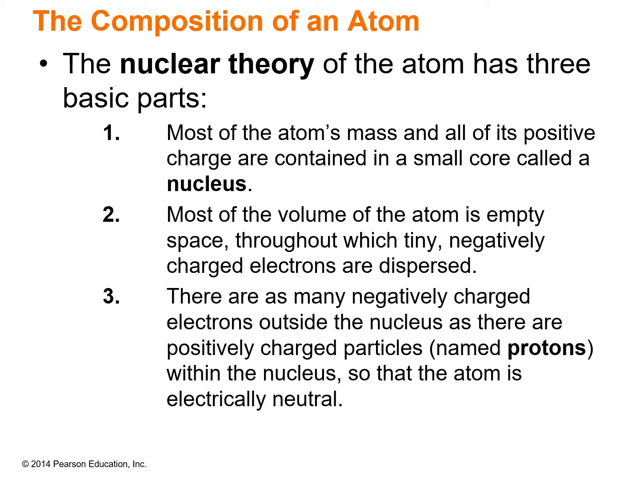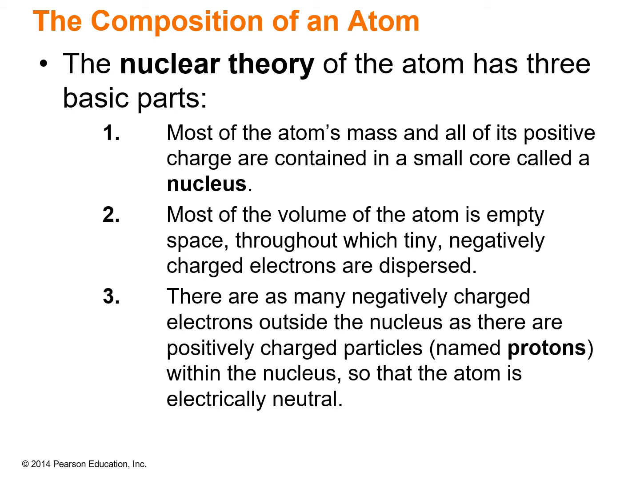So remember, compositions of an atom. We're not going to go through all the history of atomic structure, but remember our atom does have a nucleus. So with nuclear theory, we say that the atom has three basic parts. Most of the atom's mass and all of its positive charge is going to be in the core called the nucleus. So remember, all the protons are in the center in the nucleus.